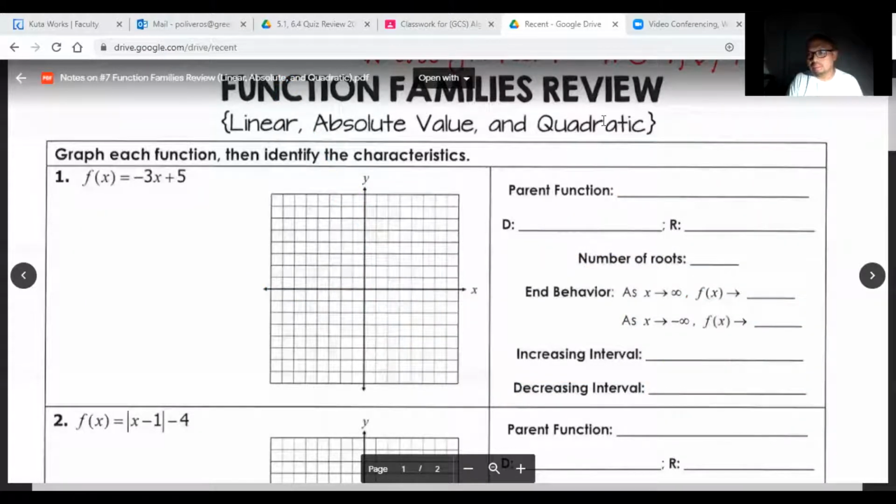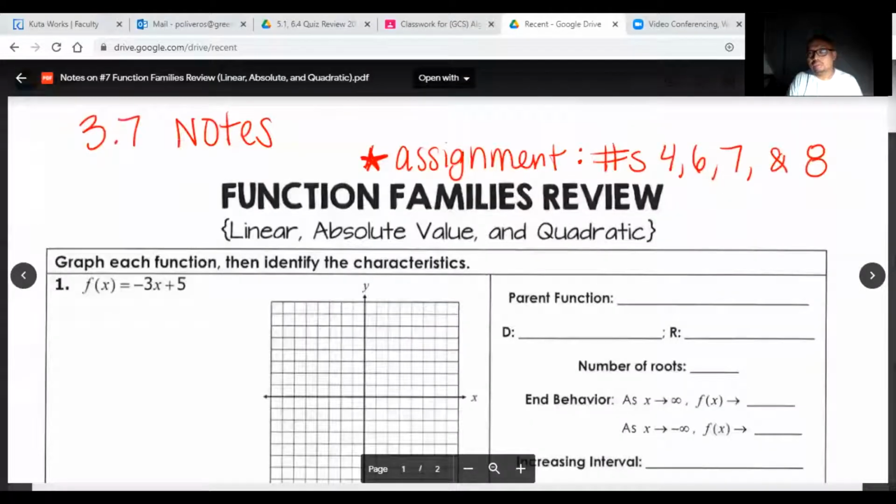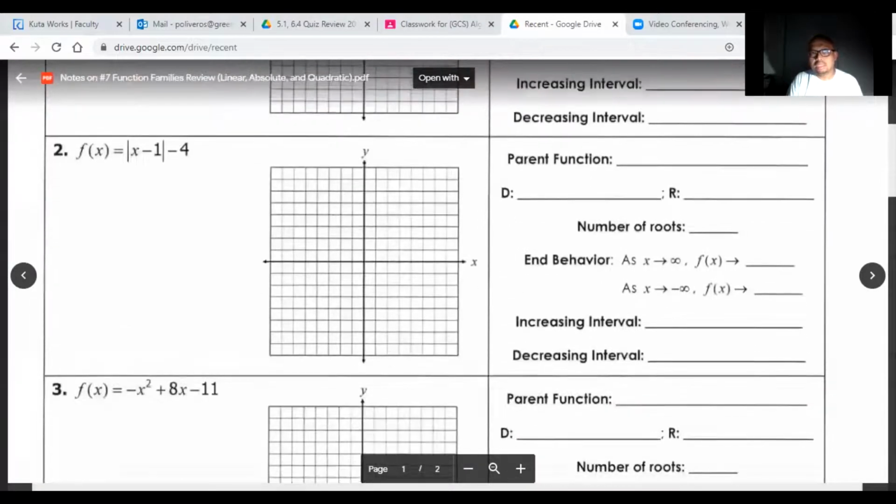Just want to remind you all that you have to do items 4, 6, 7, and 8 on your own as your assignment. Together with that, make sure that you have done all and copied everything that is on this worksheet.